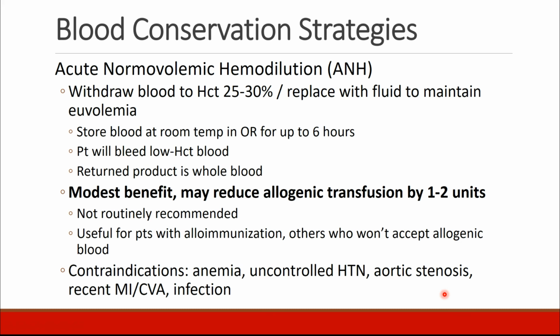Next is ANH, or acute normovolemic hemodilution. The idea here is that in the operating room, we withdraw blood until their hematocrit is 25 to 30%. In order to do this, we replace the blood with fluid in order to maintain euvolemia. The blood is actually stored right there in the operating room at room temperature for up to 6 hours. This way, when the patient bleeds intraoperatively, they're bleeding a low hematocrit blood, and then when they require blood cells, we can transfuse back that whole blood that we collected from the patient.